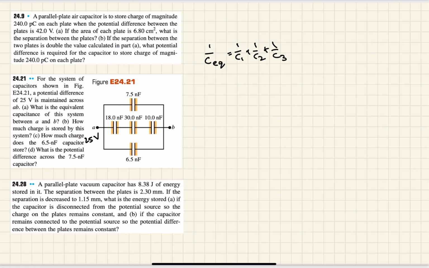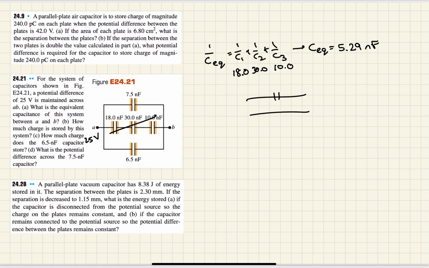1 over C1, so C1 it says is 18.0 nano, so nano is times 10 to the negative 9, but we don't really need to worry about that now, because if we keep the units the same, we can ignore them and have our answer in nanofarads for this as well. So this is just 18.0, this is 30.0, and this is 10.0. You're going to need a calculator for this, 1 over 18 plus 1 over 30 plus 1 over 10, and then you do 1 over that entire answer. You're going to get a C equivalent of 5.29 nanofarads.